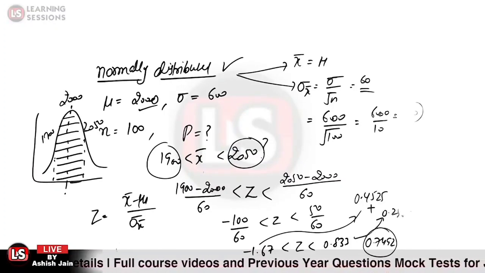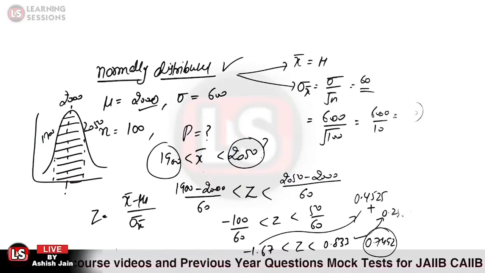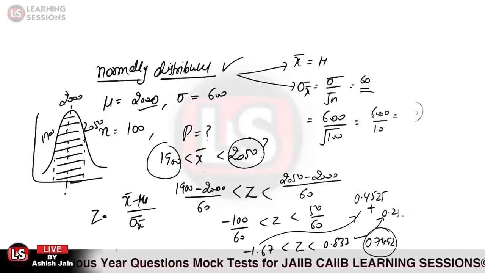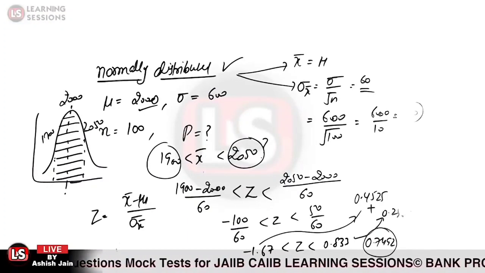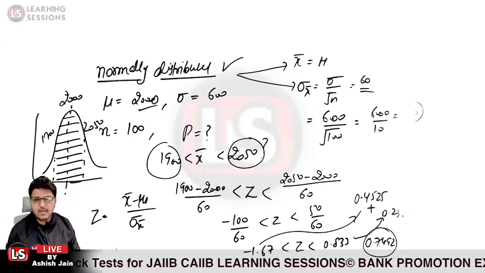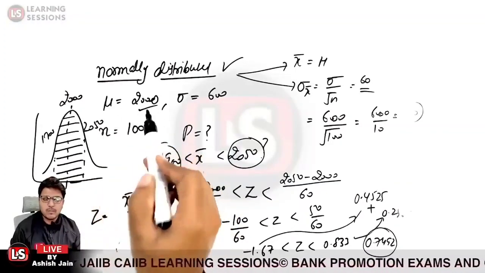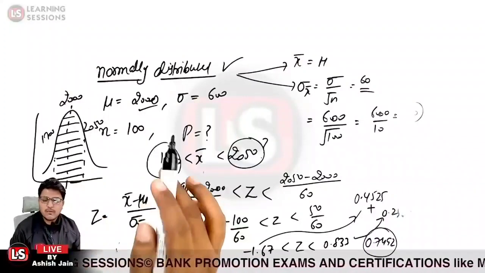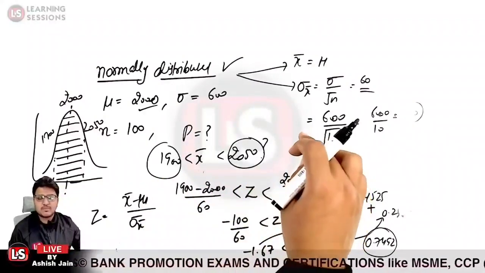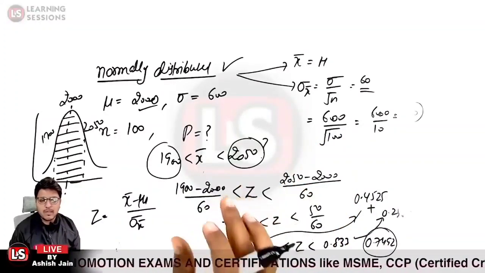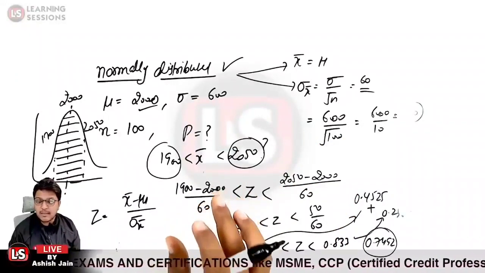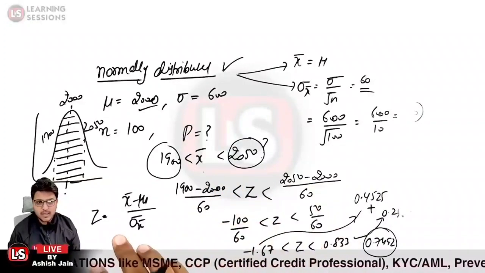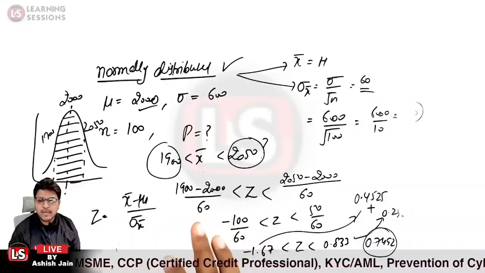Okay. So let me explain to you again how we solved this question. It was given in the question that the population was normally distributed, and further we were provided with different parameters, the mu of the population and the standard deviation, and the sample size was given to be 100. From here we calculated the value of sigma x bar. Further we wanted to calculate the probability that the sample mean will be lying between 1900 and 2050.